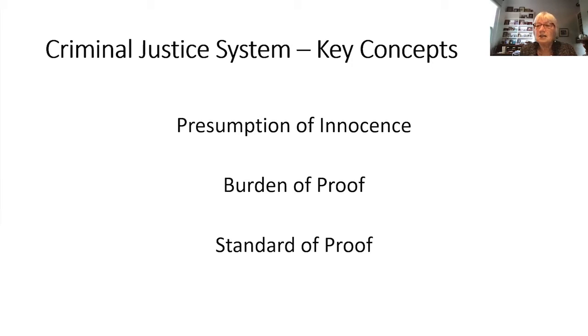There are three key concepts in the criminal justice system that are really important. These are the presumption of innocence, the burden of proof, and the standard of proof. There are a number of concepts which operate throughout both criminal and civil systems to make sure that hearings are fair and so forth. But these three key concepts, which are interrelated, the presumption of innocence, the burden of proof, and the standard of proof, are very important concepts in the criminal justice system.